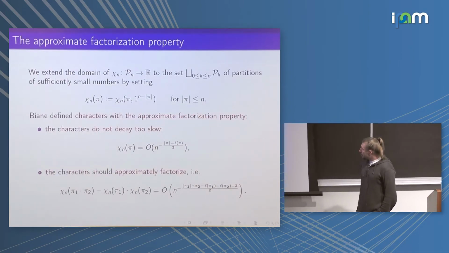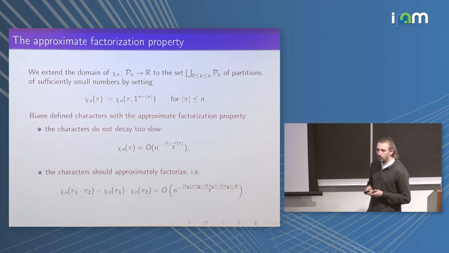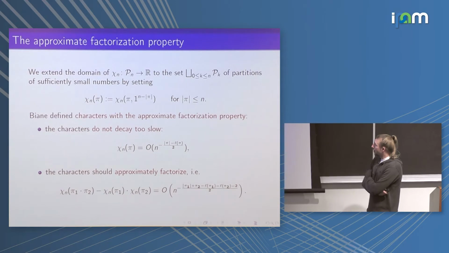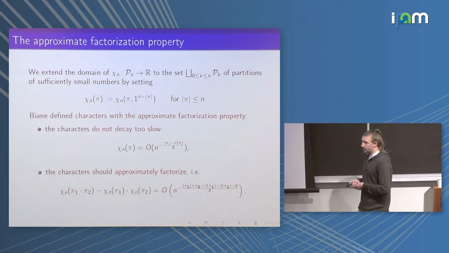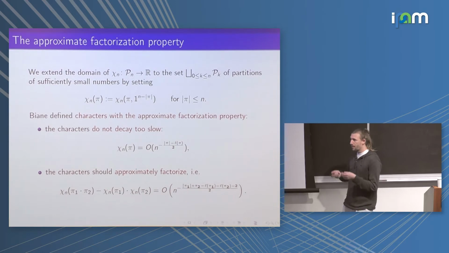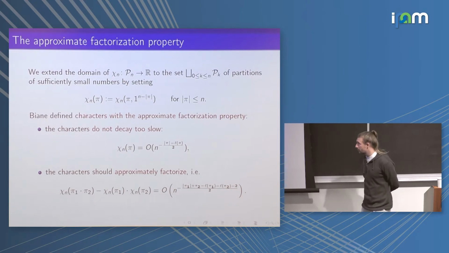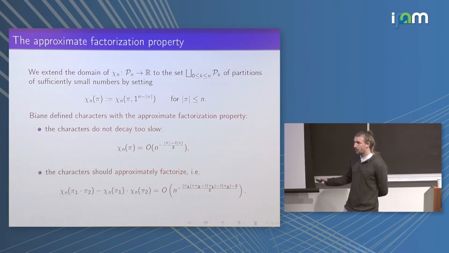Okay, so let's go back to the concept of associating a character with the random Young diagrams, and this is what Philippe Biane did. So he realized that this very special case of Plancherel measure can be put into a much more general setup, and he defined characters with the approximate factorization property. So what are these characters? Basically, there are two conditions. So the first condition tells you that the character does not decay too slowly. So this is the right order of magnitude.